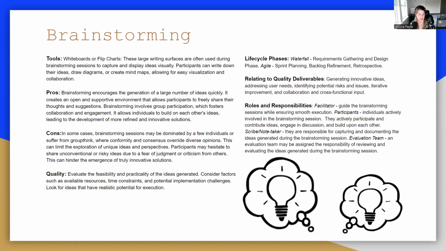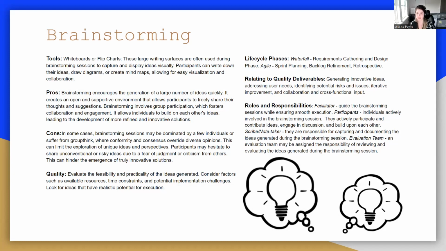The quality of brainstorming is that you can evaluate the feasibility and the practicality of the ideas generated. Consider factors such as available resources, time constraints, and potential implementation challenges, and look for ideas that have realistic potential for execution. That can be done during the brainstorming session. So an idea can be thrown out there and then the group can be like, well, is that even feasible? And if not, it can be scratched off during the brainstorming session to help with the decision and evaluation technique that comes after.